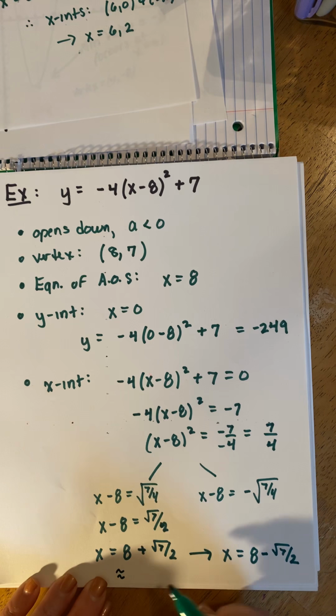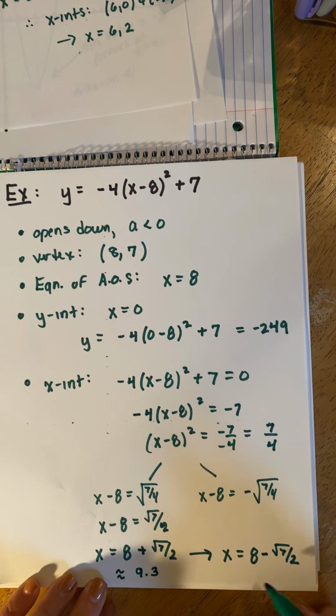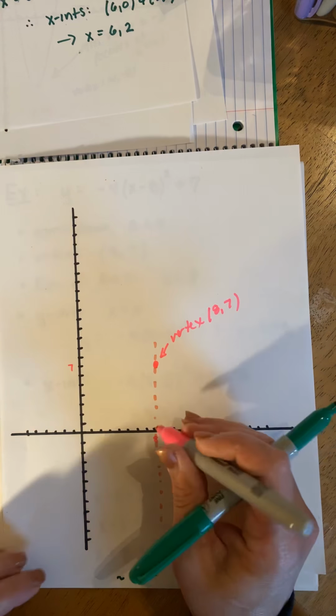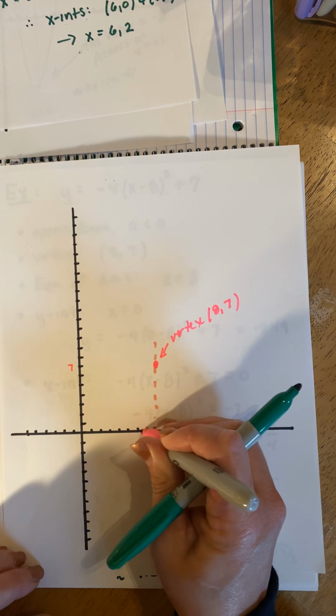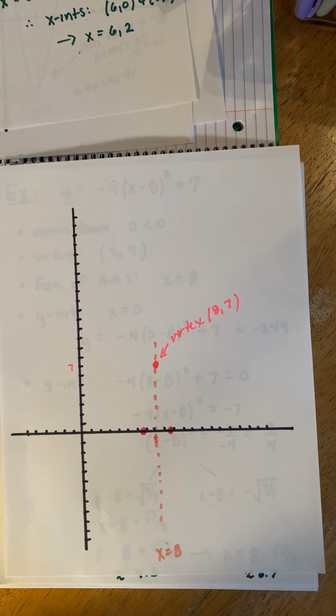So I pop this in my calculator to gauge where I'm going to plot it. So that's about 9.3 on the x-axis, and this one is about 6.7 on the x-axis. So again, not nice points to graph. So 9.3 is going to be about right here, and 6.7 is going to be about right there. So they look nice, but Alex isn't going to let me plot these points.